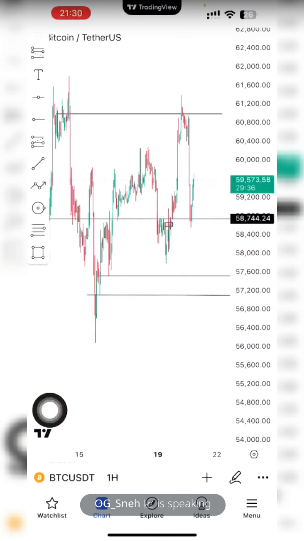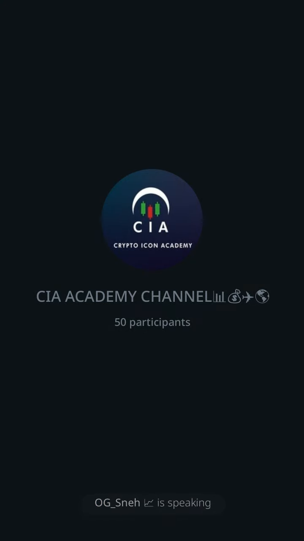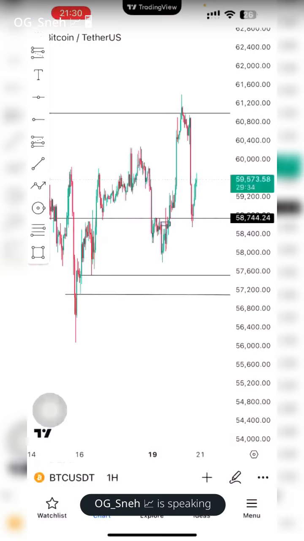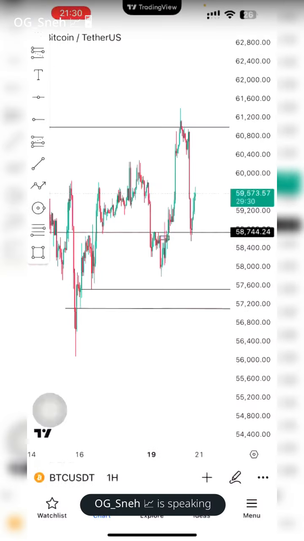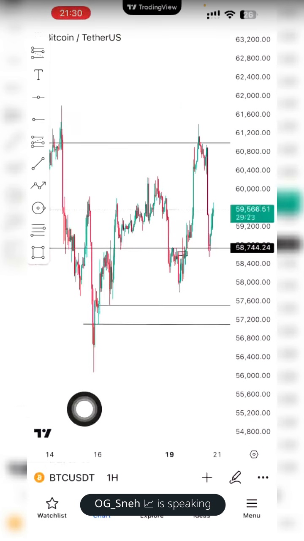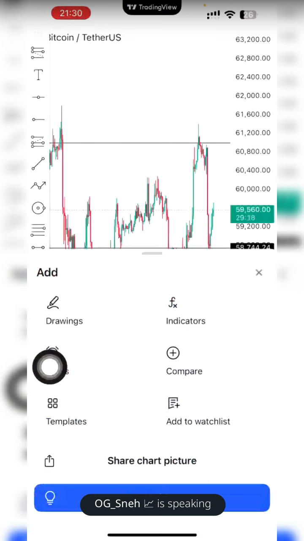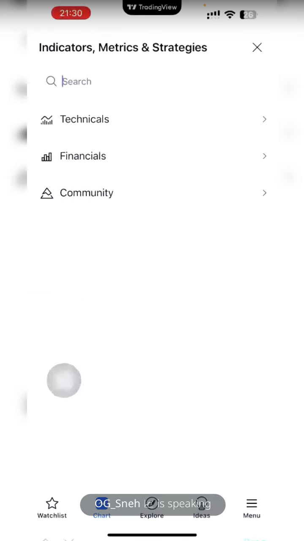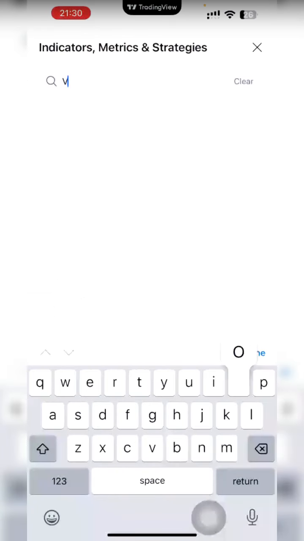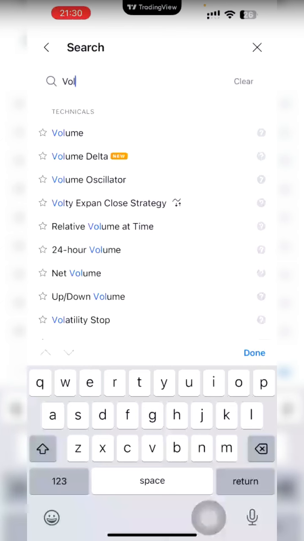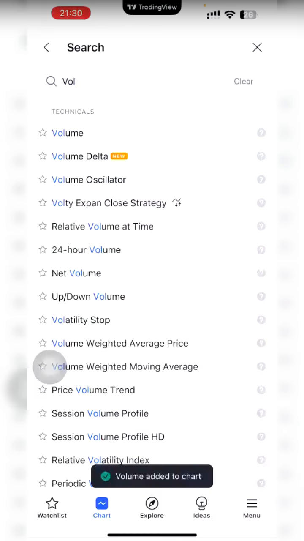So charts, you are going to see something like this. Do you understand? You might see a lot of things, like some volume here. If you see volume there, let me see if I can add it. If you open your own chart, you are going to see volume.